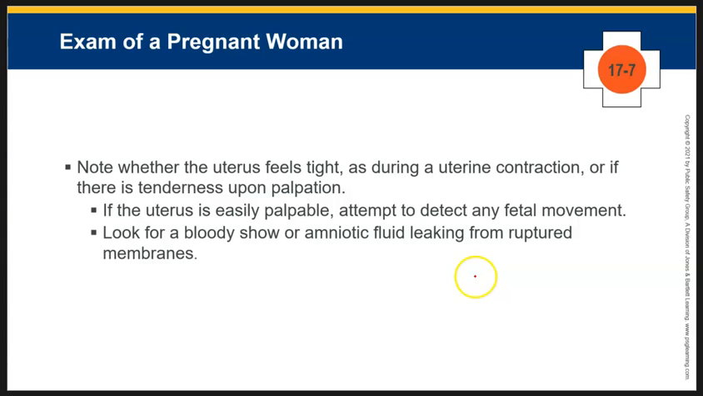Now, for a pregnant woman, just consider whether the uterus feels that it may be contracting at a particular time, and notice if there's any tenderness upon palpation. If the uterus is easily palpable, attempt to detect any fetal movement, which can occur in the second trimester. Always remember, during the exam of a female patient complaining of abdominal or pelvic pain, to consider the patient's dignity and, when possible, see if a female patroller is able to respond.